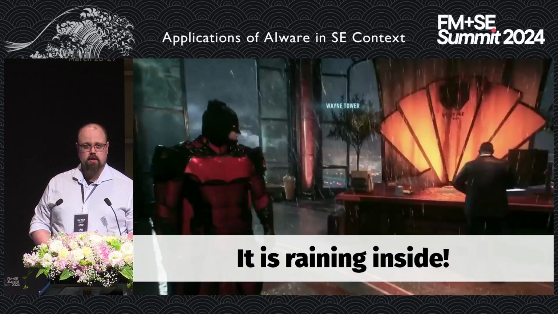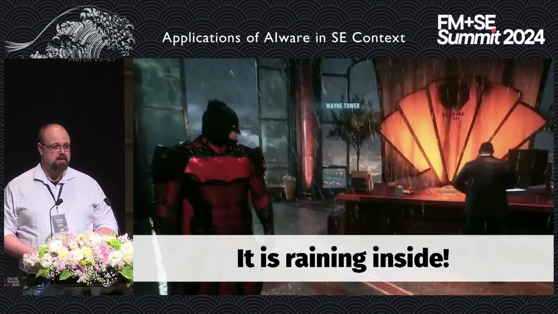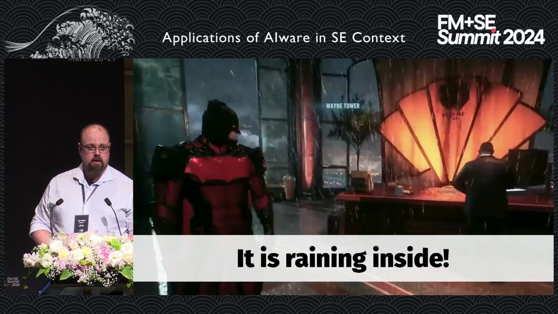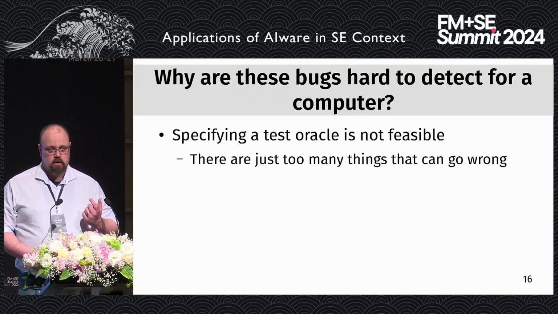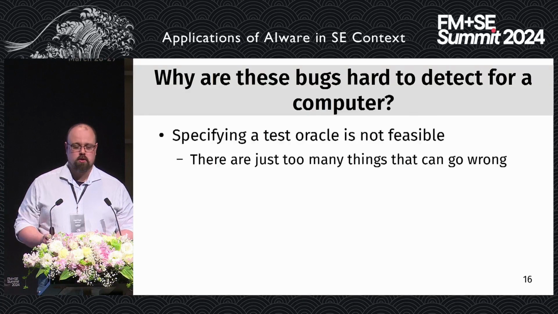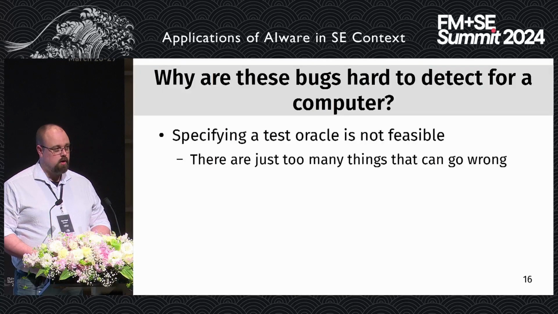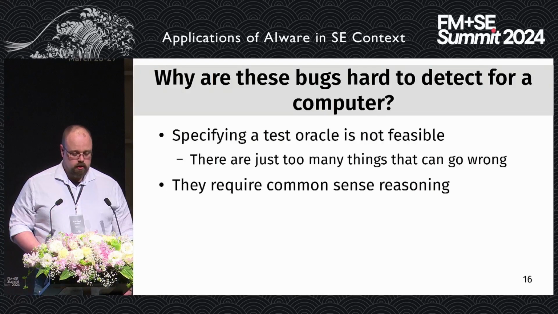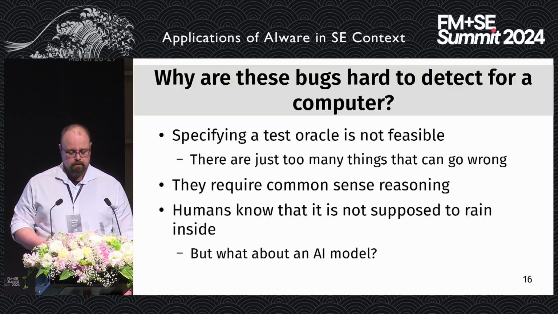So it's actually raining inside. Okay. So these types of bugs are extremely difficult to detect for a human already, but even more so for a computer, because how do you specify a test oracle for these types of bugs, right? There are so many things that can go wrong, especially when they have to do with the physics engine of the game. You cannot really specify a test oracle for that. So they require common sense reasoning, okay?